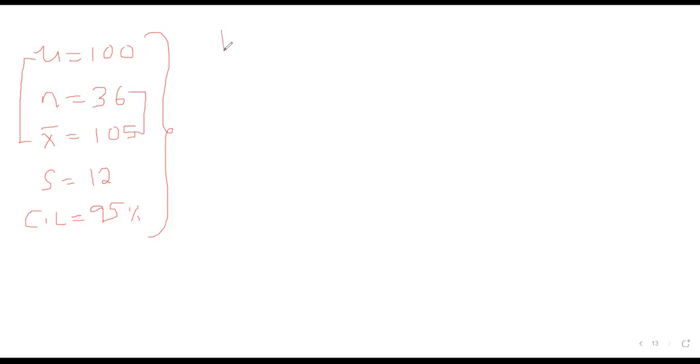So step one, we set the hypothesis. What is our hypothesis? Our H0: mu is equal to 100. And here we say H1: mu is not equal to 100. Step 2, we set the level of significance. What is our level of significance here? 5%. And we know what the Z is at 5%: 1.96.